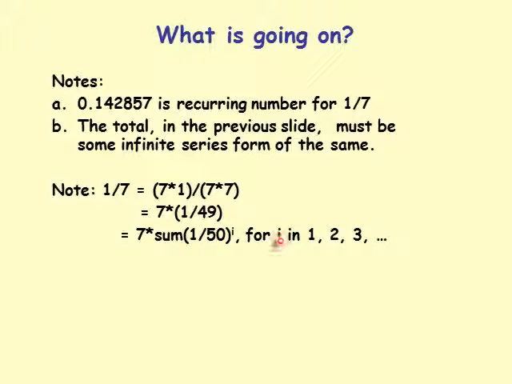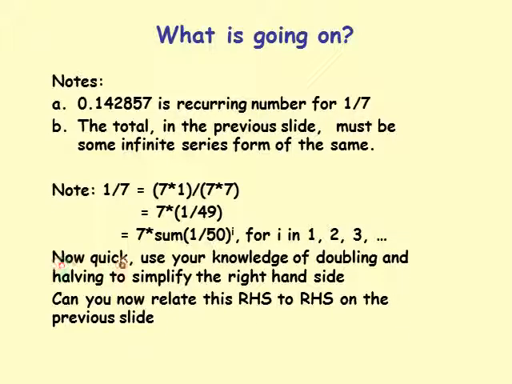which is i equal to 1, 2, 3. 7 times the sum of this infinite series, which is of the type 1 divided by 50 to the power i, for i equal to 1, 2, 3, 4, and so on. Now quick, use your knowledge of doubling and halving to simplify the right side so that you can compare it with the right side of the previous slide. Can you now relate the RHS of this slide to the RHS of the previous slide? That's the question. That's the homework for you guys, and girls.